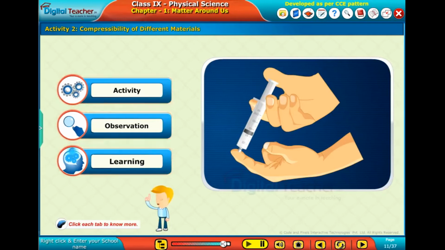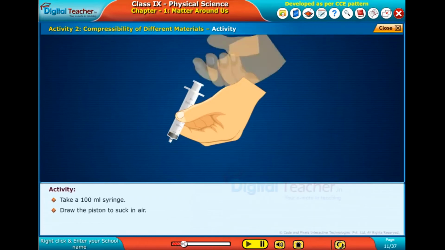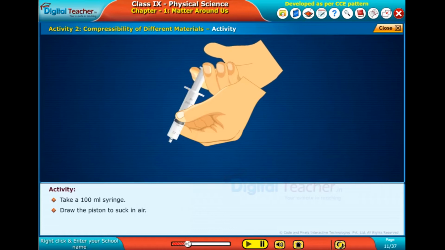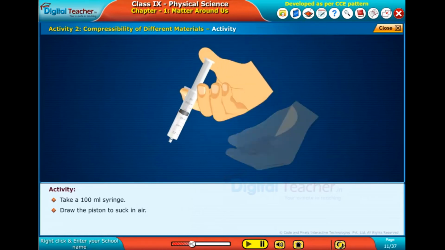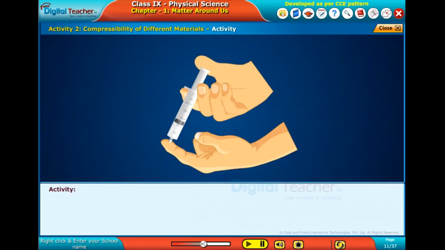Now, let us perform an activity to understand the compressibility of different materials. Click each tab to know more. Take a 100 ml syringe. Draw the piston to suck in air. Put your finger on the nozzle. Now press the piston. Observe the depth to which the piston moves into the syringe.